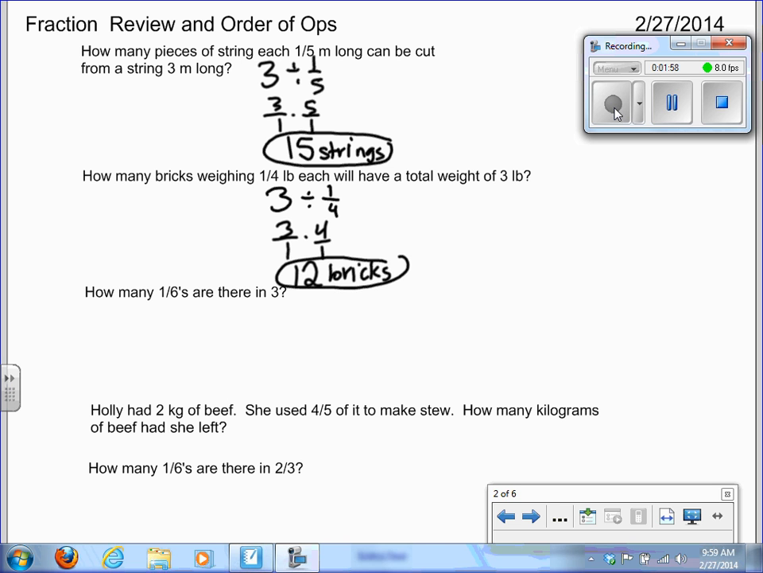Very good. How many 1/6 are in 3? Who can give me the problem, please? Maya. 3 wholes divided by 1/6. Rewrite it, Hannah. Perfect. 3 over 1 times 6 over 1, kids, is 18.